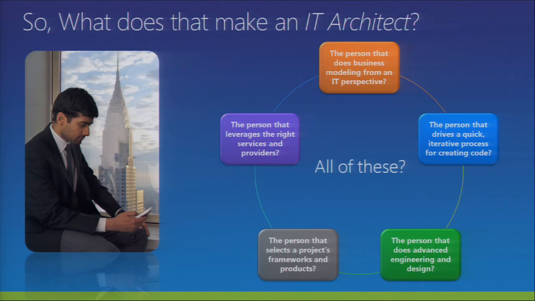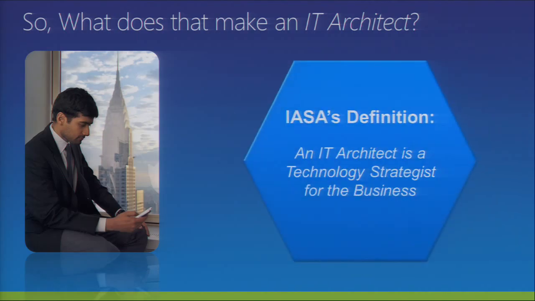Well, if we go back to the definition, the art or science, and it had strategy in there, technology strategy. The definition from ISA for an architect is, an IT architect is the technology strategist for the business. I really like that definition because it doesn't make me the provider, the developer. Those are all important parts. It makes me a technology strategist.